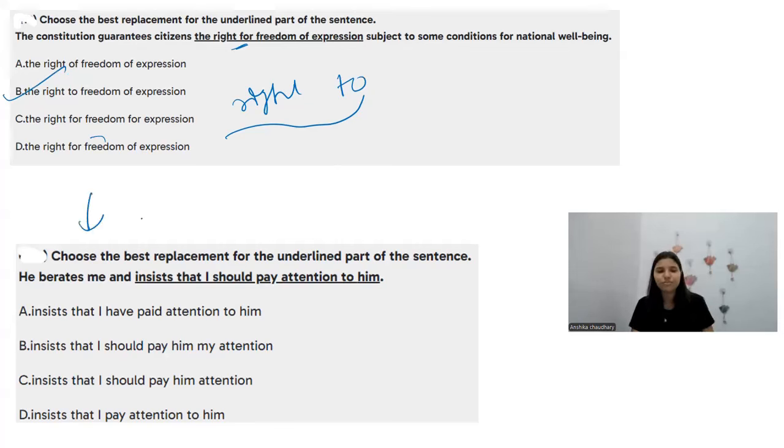Let's move on to the last question for today. Okay, so choose the best replacement again. "He berates me and insists that I should pay attention to him." Whenever you see a sentence of anticipation, or someone having some wish from you and insisting on it, we usually ignore words like "should" or "say", because we are directly insisting that you have to pay attention. So the correct answer will be "insists that I pay attention to him."